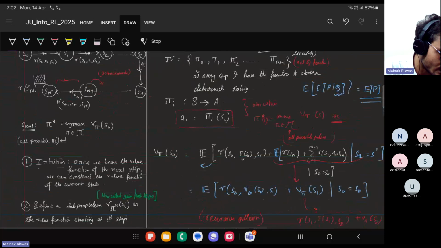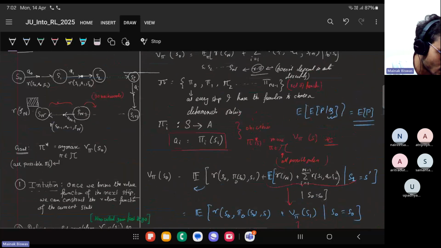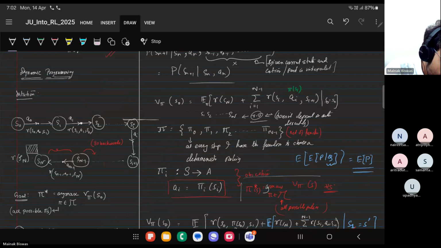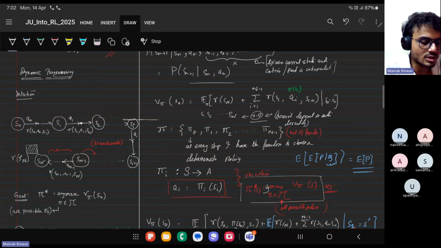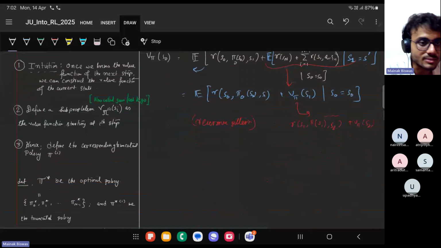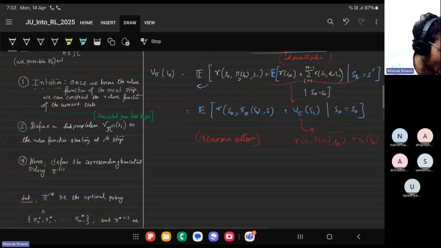I think I wrote it down somewhere. Ah, here you go. This is argmax. Whatever policy is going to maximize your reward, you're going to select. Your goal is to select that policy. Okay. So now I'm telling you.